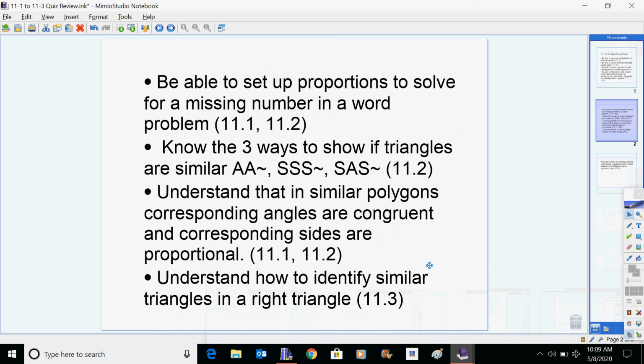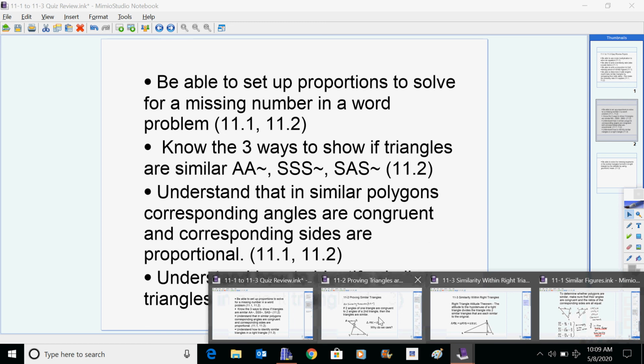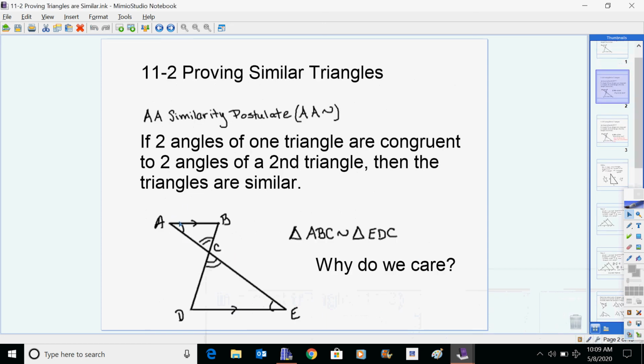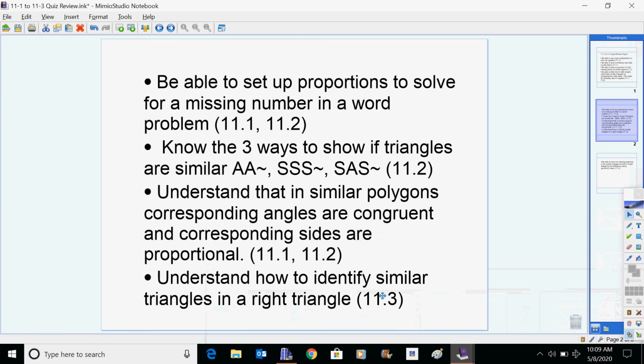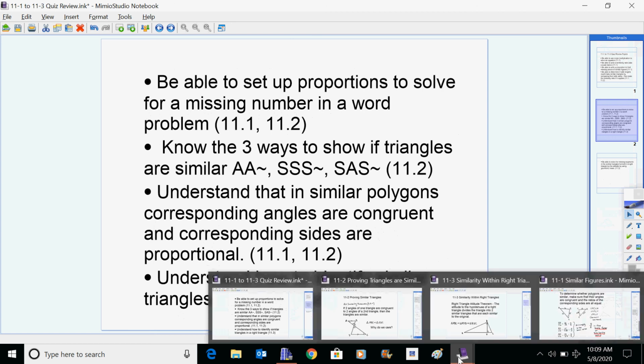Also understand that in similar polygons, not only are the sides proportional, but the angles are congruent. If you were supposed to find a missing angle in one of these problems, you're not really doing any work. You're just saying which one equals which one. For example, if we knew that this was 30 degrees, that would also have to be 30 degrees because they're similar figures. That's important.